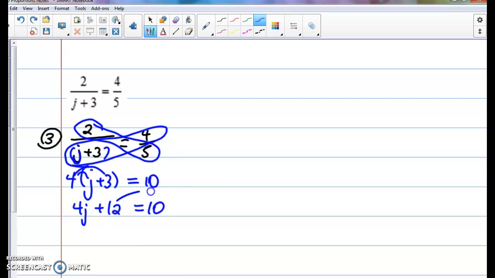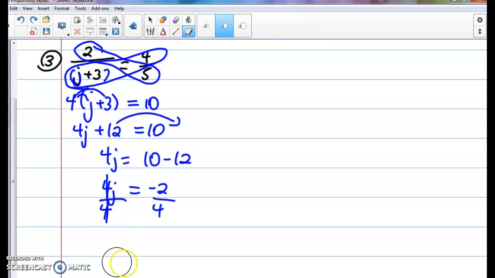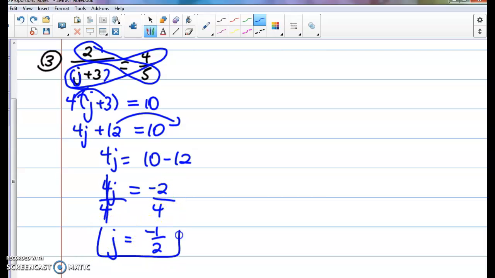Now to solve for j, we're going to transpose our 12 and get 4j equals 10 minus 12. And now 10 minus 12 is going to give us negative 2. So 4j equals negative 2. Divide both sides by 4. And j is going to equal, or j, I don't know where a y came from. Try that again. There we go. j is going to equal negative 2 over 4, reduces to negative 1/2. There we go. And we're all set.